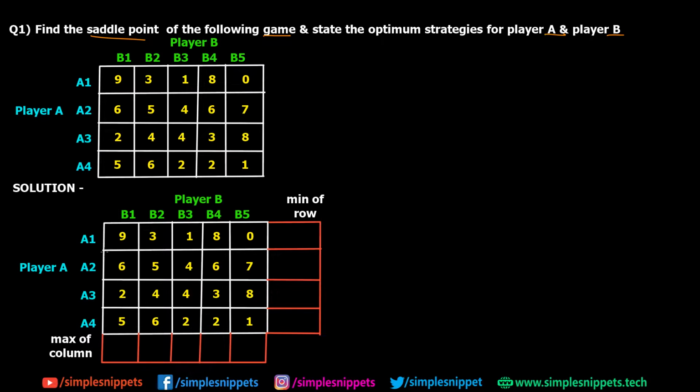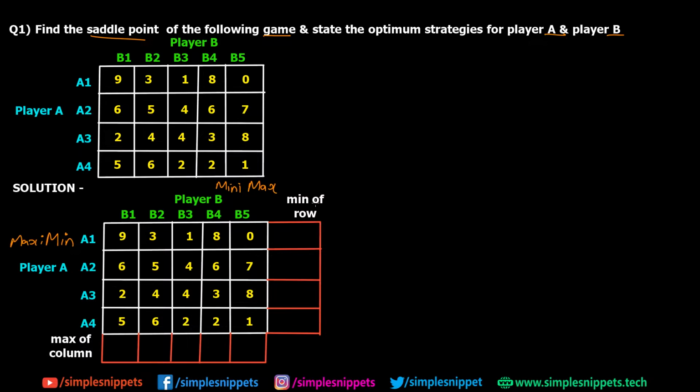Okay, so I've just reconstructed the entire payoff matrix with extra row and extra column. So we know that player A is going to be using MaxiMin approach, which means that he is going to maximize his minimum profit or minimum gain, and player B is going to be using MiniMax. That is, player B is going to be minimizing his maximum loss. Okay. So this is something that we saw in the previous video also.